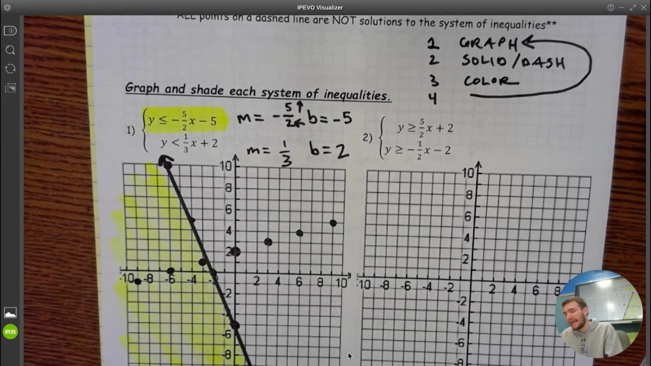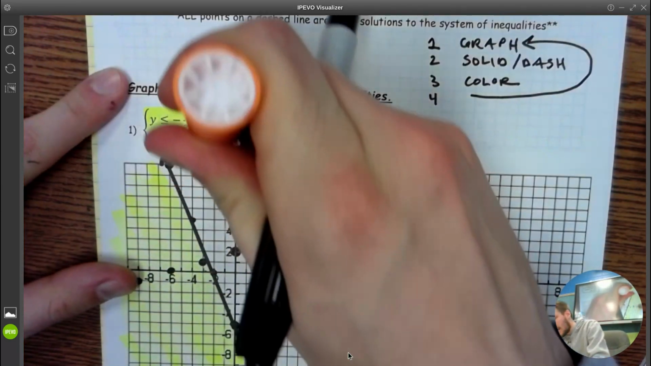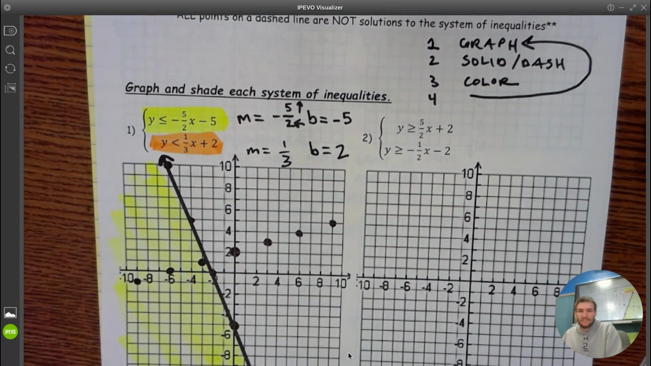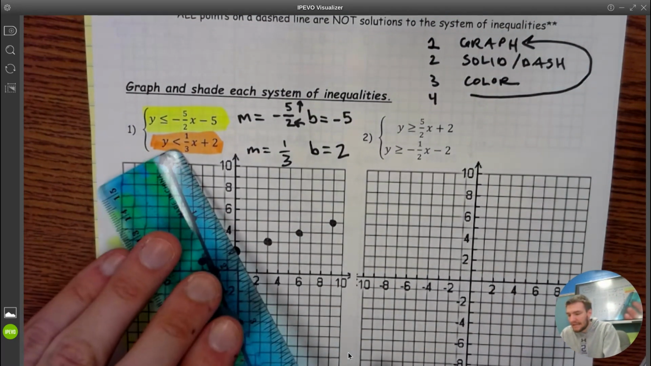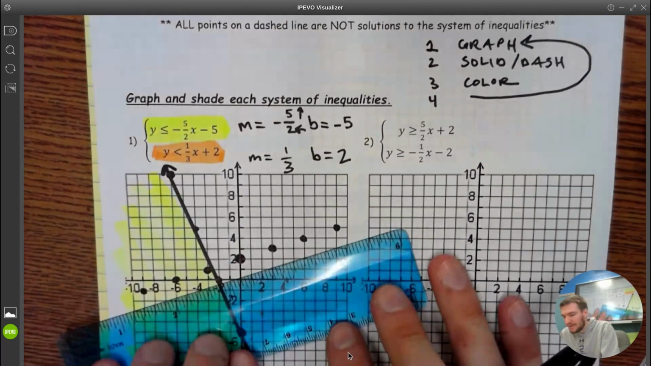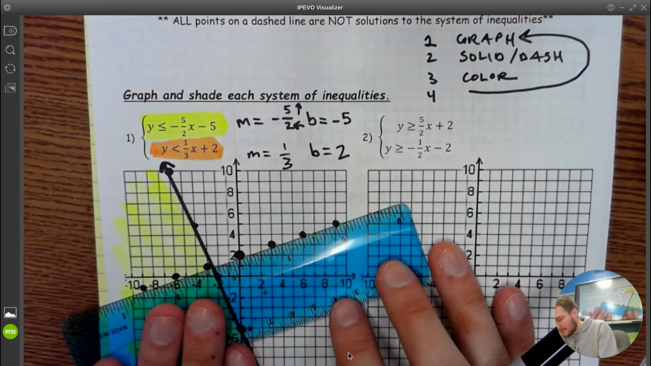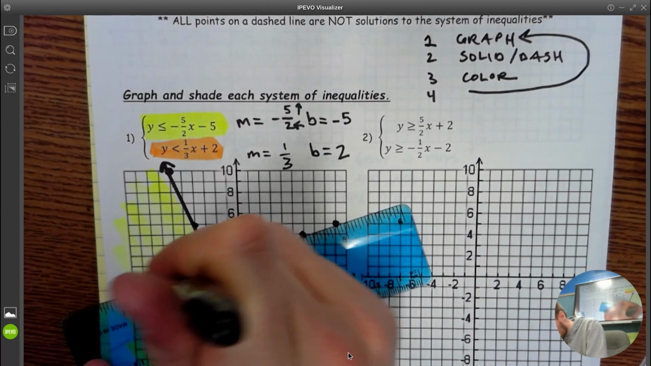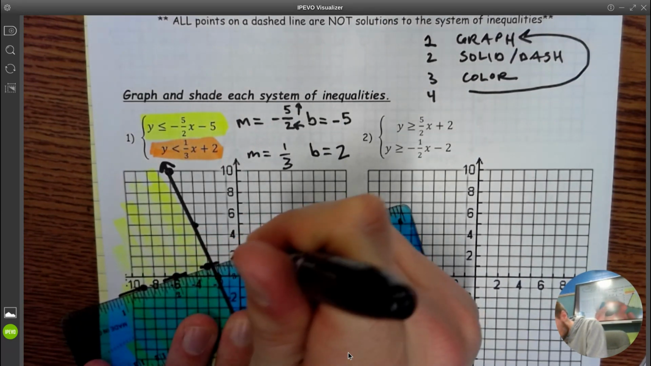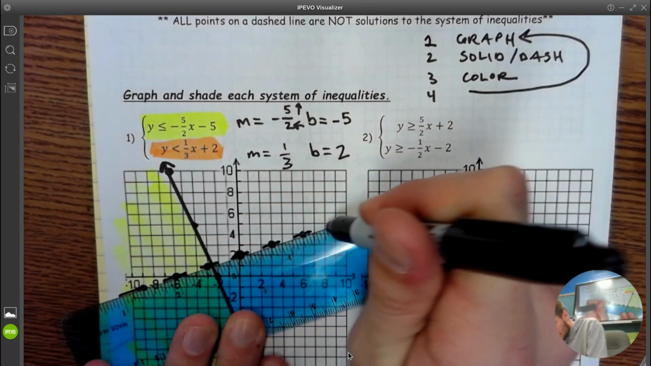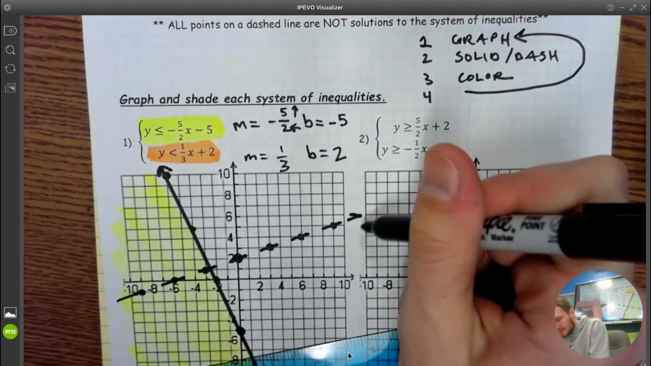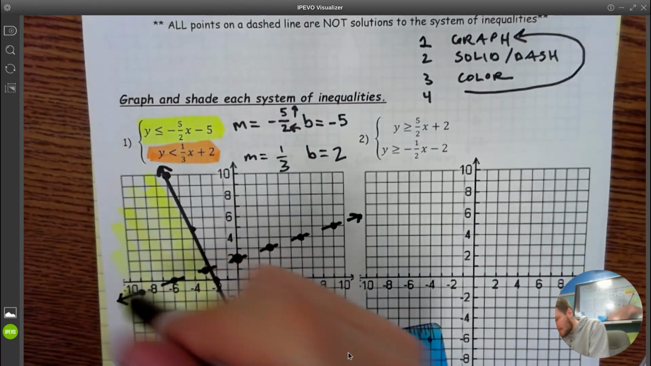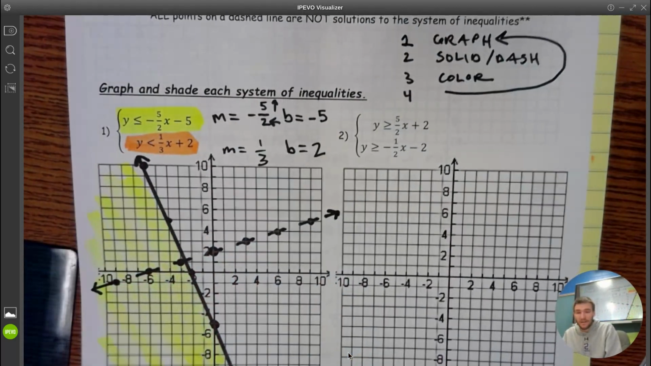Now, basically all the hard stuff is done. I need to decide, is this line supposed to be solid or dashed? I heard dashed, and that's correct because it is not an equal sign. It is a nice, normal inequality without the equal sign, just a less than. So I'm going to do dashed. Put some arrows on my line, no big deal. And now it's time to color.